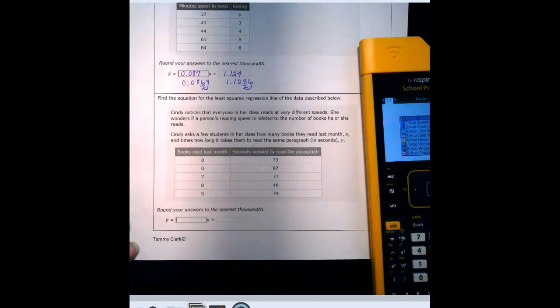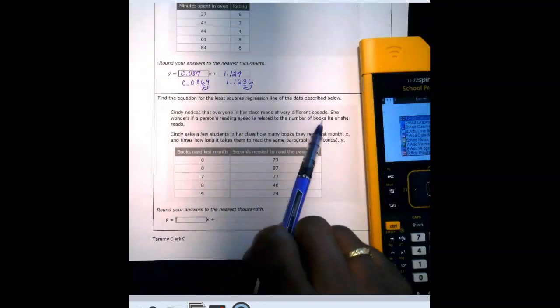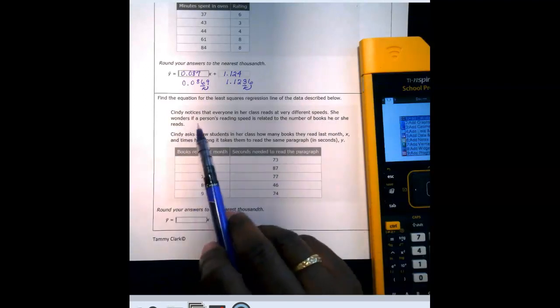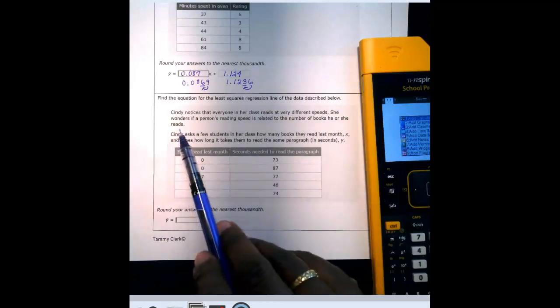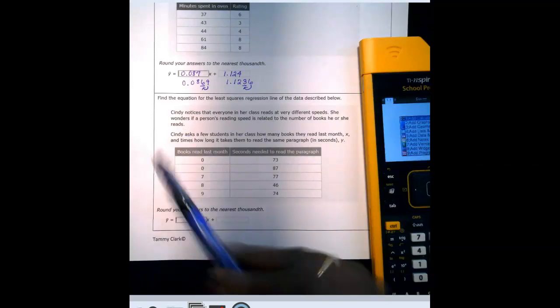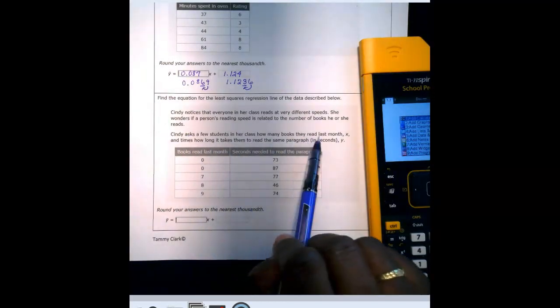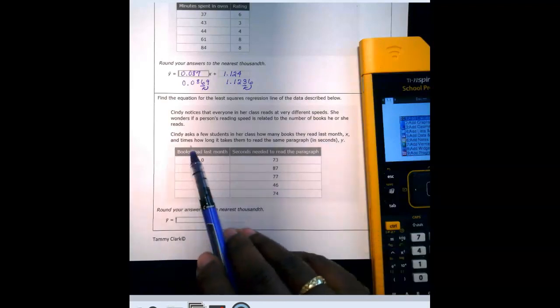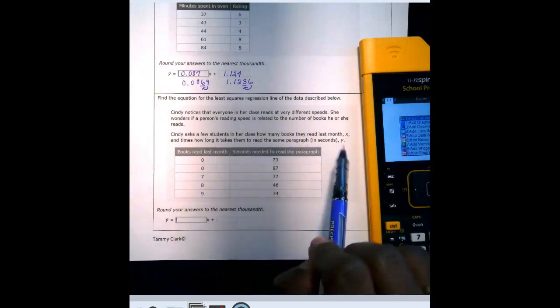So again, we're asked to find the equation of the least squares regression line of the data described below. Cindy notices that everyone in her class reads at different speeds. She wonders if a person's reading speed is related to the number of books he or she reads. And you may be thinking, oh man, causation, right? Yeah, surely. It has to have some bearing. Well, let's see. Cindy asked a few students in her class how many books they read last month, X, and times how long it takes them to read the same paragraph in seconds.